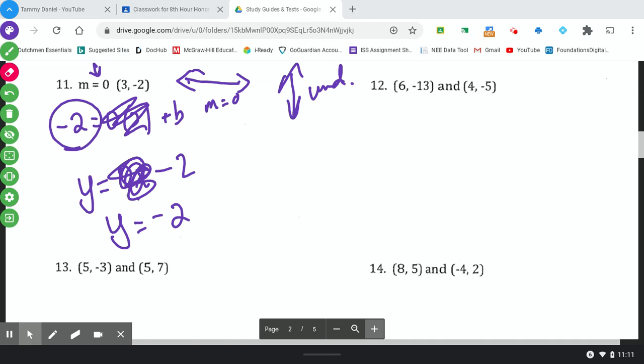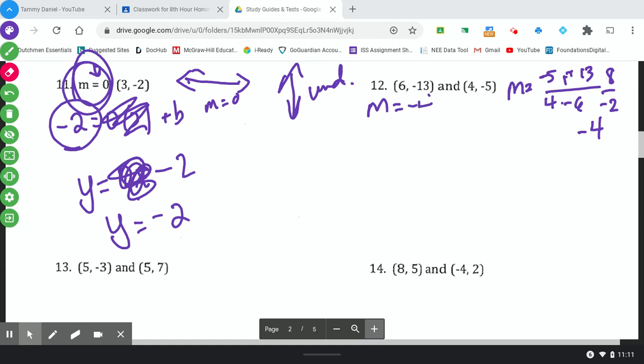All right, so on 12, 13, and 14, they didn't give us the slope like they did over here. We have to find the slope, so we have to use the y2 minus y1 over x2 minus x1 equation to find the m first. So m here is going to be -5 minus -13 over 4 minus 6. Well, -5 minus -13 becomes +8 over -2, which is -4. So our slope is -4.